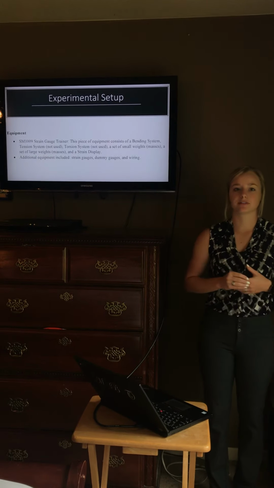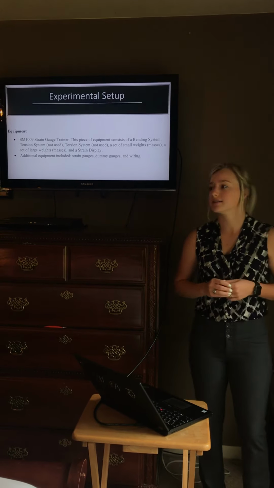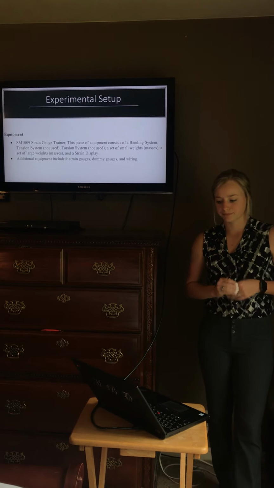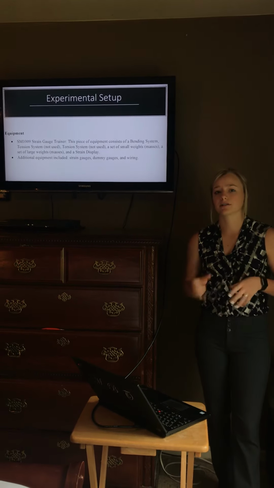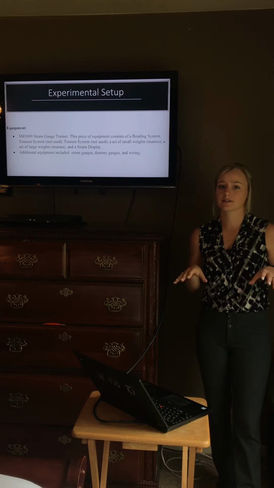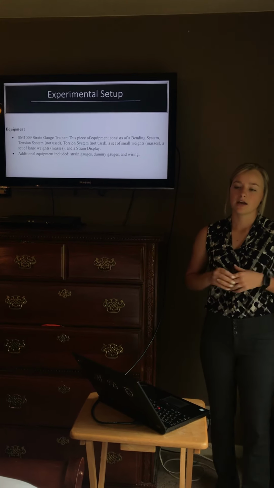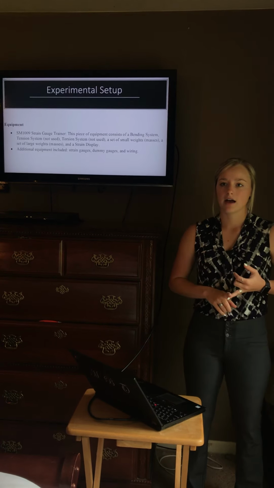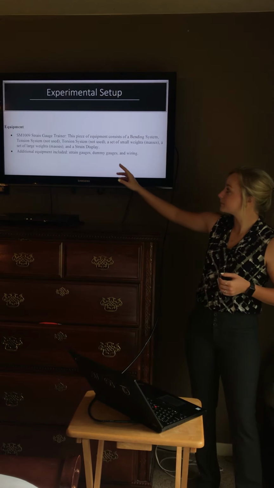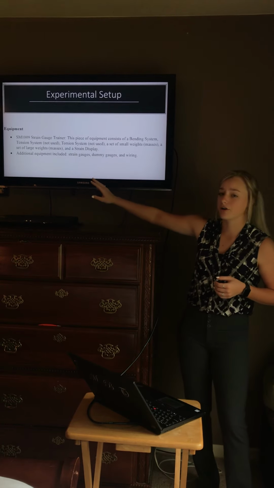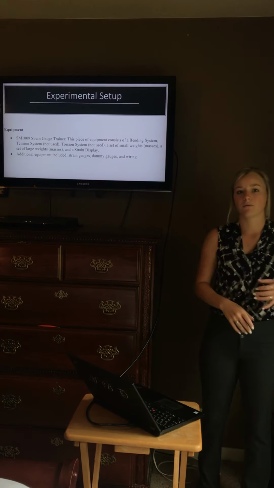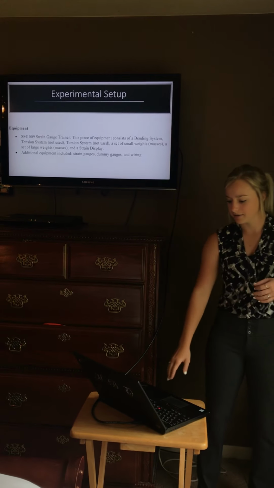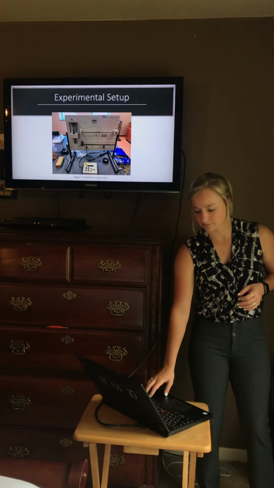So the experimental setup. We used the SM1009 strain gauge trainer, and we used the bending system. It does also have a tension and torsion system, but we did not use those. We had sets of large masses and small masses, as well as a strain display. And then our additional equipment was strain gauges, wiring, dummy gauges, and that's it.